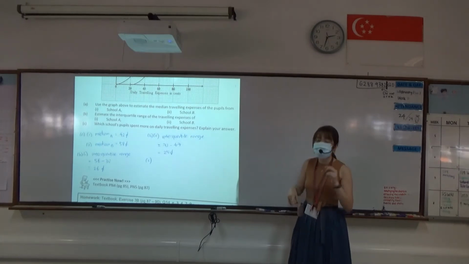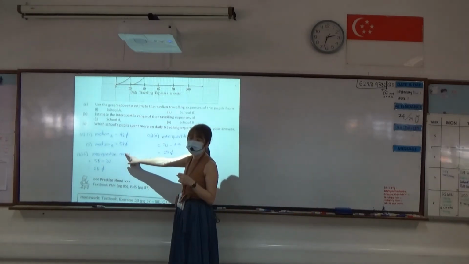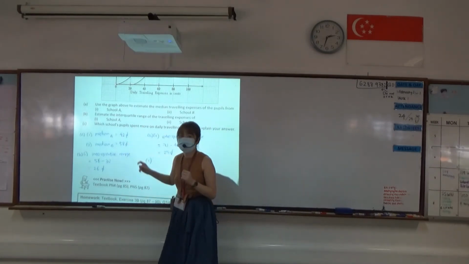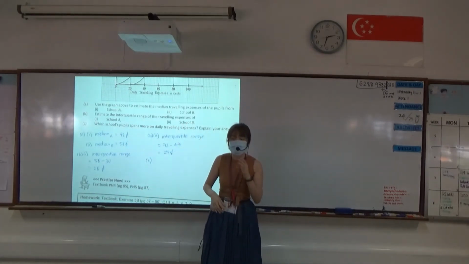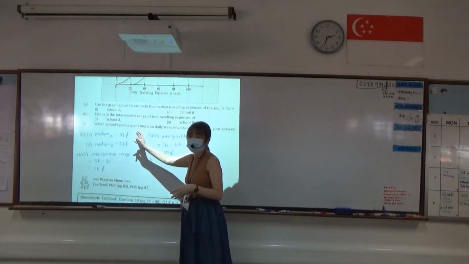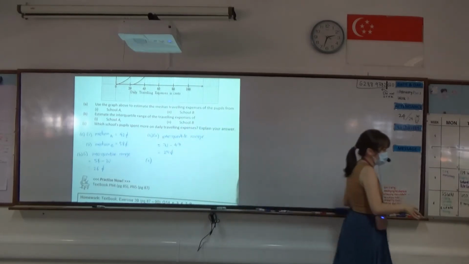Looking at the median, school A being 42 cents and school B being 58 cents, it suggests that school B's traveling expenses are higher, because 50% of the students spend at least 58 cents already. Whereas for school A, 50% of the students spend only 42 cents. So you can imagine the remaining 50% spend higher than this, or rather lower than this, depending on how you see it.